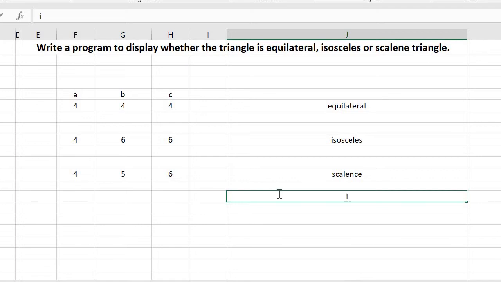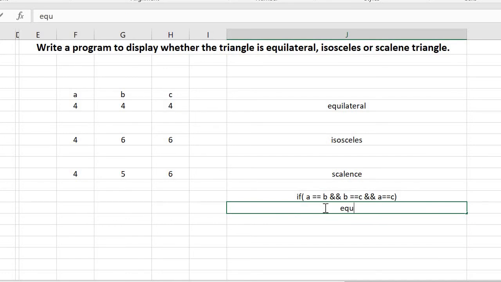So how are we going to do this? I will be writing a condition over here, that is, if A is equal to B, and B is equal to C, and A is also equal to C. That is, if A is equal to B, so that is 4 is equal to 4, this side is equal to this side, and B is equal to C, this side B is equal to side C, and A is also equal to side C, therefore this is an equilateral triangle.